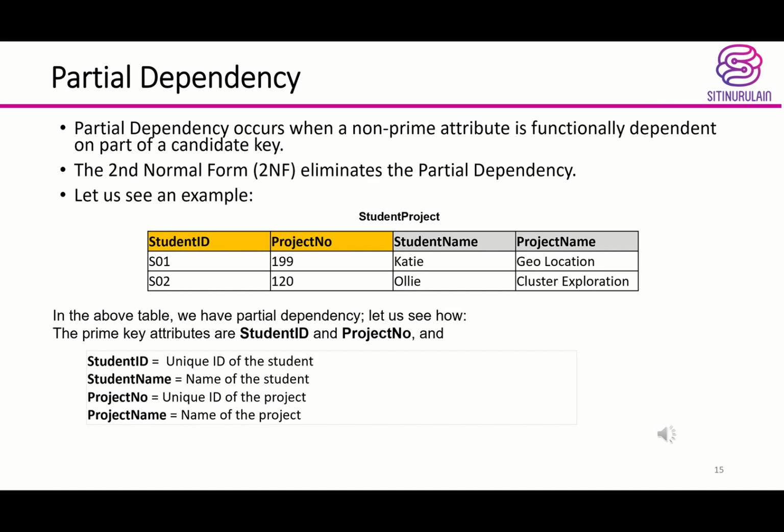Let us see how. The prime key attributes are student ID and project no. Student ID equals the unique ID of the student. Student name equals the name of the student. Project no equals the unique ID of the project. Project name equals the name of the project.